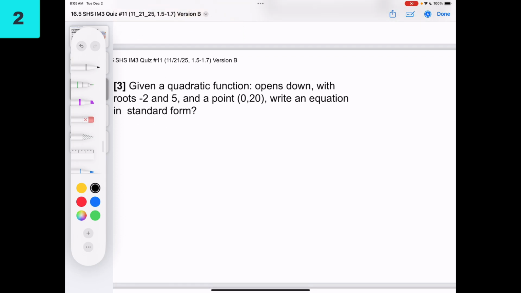Question number 3. Given a quadratic function opens down, so a is going to be negative. A better way is writing it this way: A is less than 0, with roots P and Q, and a point 0, 20, so X and Y. Write an equation in standard form. So the first thing I'm going to do is find A.